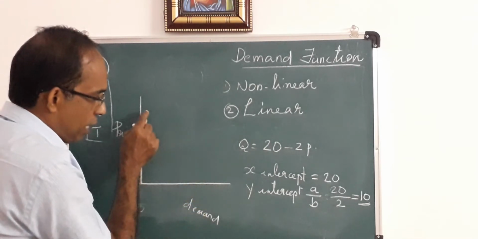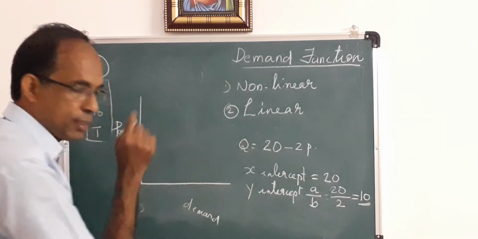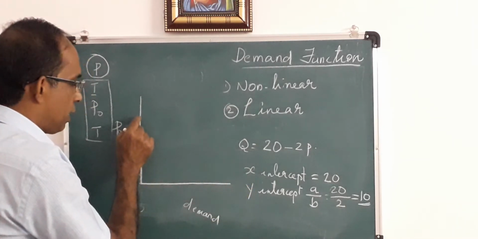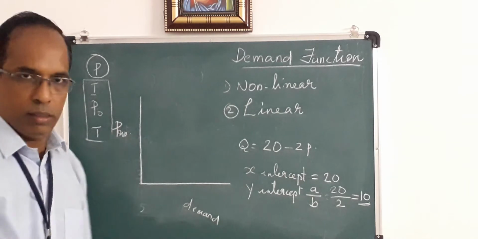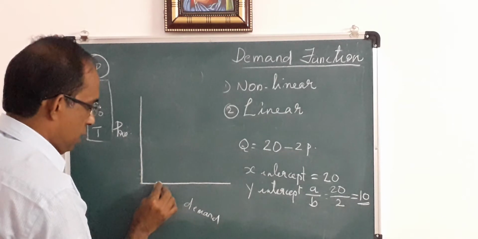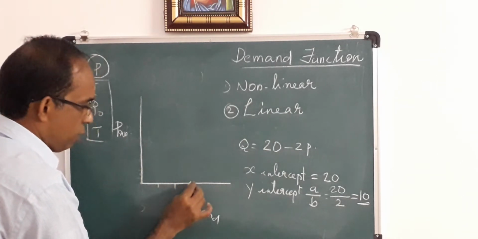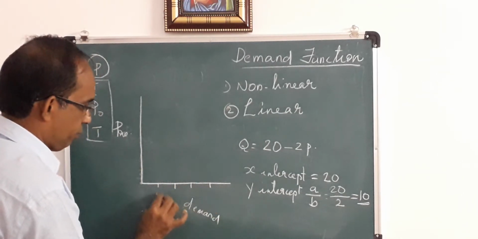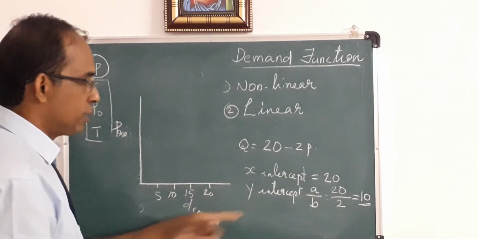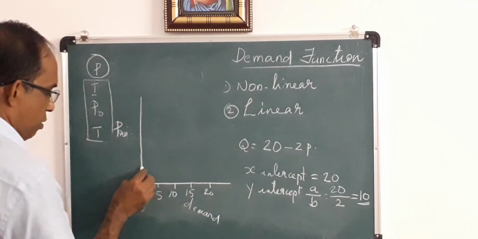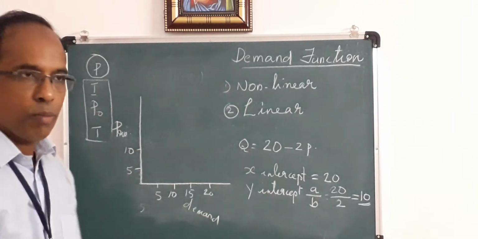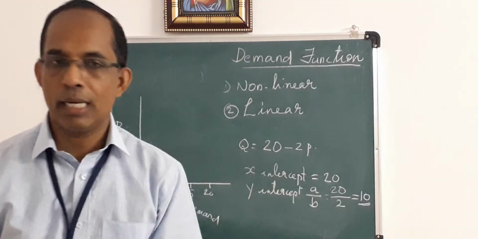X-intercept is the point where the demand line touches the x-axis, and y-intercept is the point where the demand curve touches the y-axis. So x-intercept is 20: 5, 10, 15, 20. Then y-intercept is 10. We are drawing the demand curve of HUMR for a particular commodity.